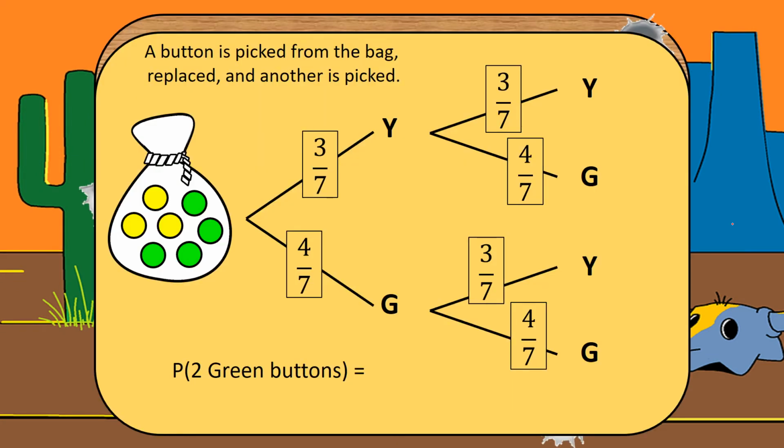Different bag. 3 yellows in there, 4 greens. What's the probability we get 2 greens? Just again, tell me when you've got an answer. You've got an answer?